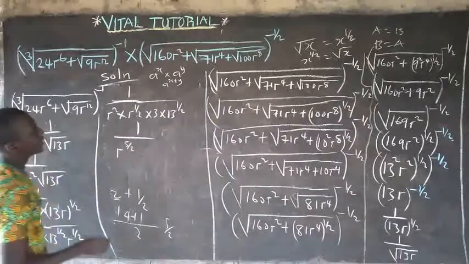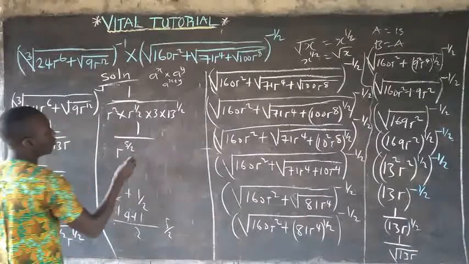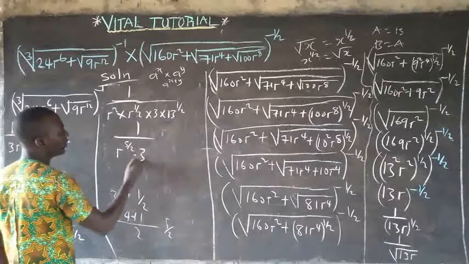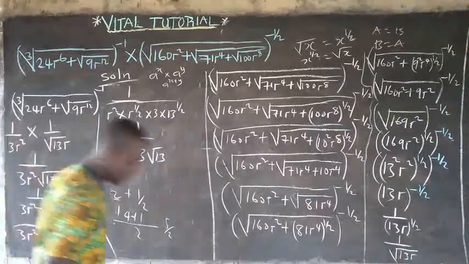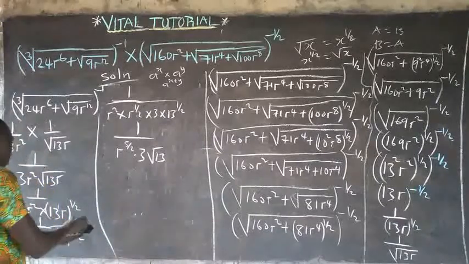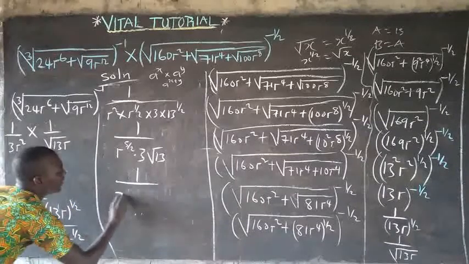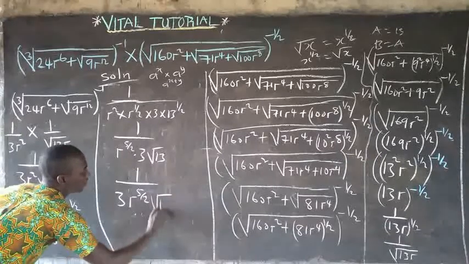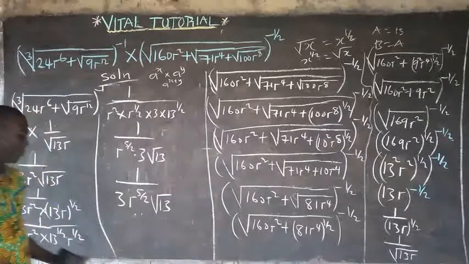And this one will be 13 raised to the power of 1 all over 2, which can also be written as root 13. So you can write the proper answer as this: 1 all over 3 r raised to the power of 5 all over 2, times root 13. So I'll leave the answer like this, and guess what? We are done.